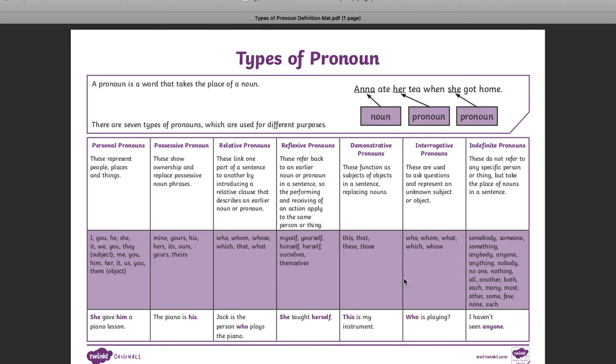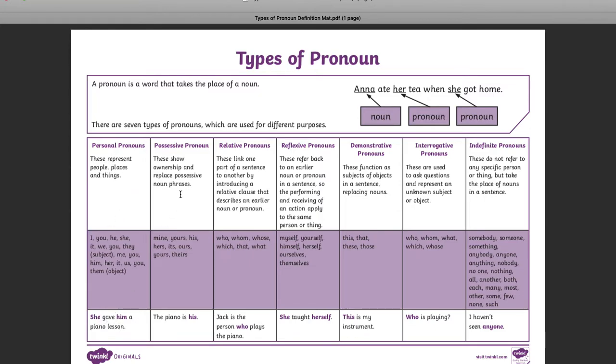I'm going to read each one to you and give you the example. First of all, personal pronouns. These represent people, places, and things. And look at all of these different ones that there are. An example is: she gave him a piano lesson. So she gave him, and they represent people in this situation.